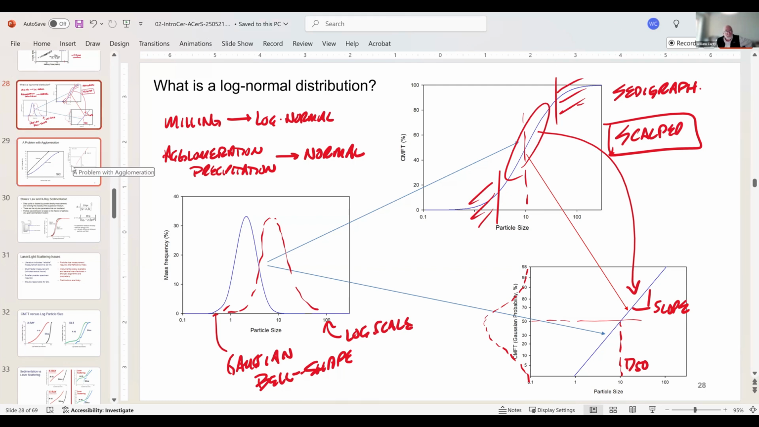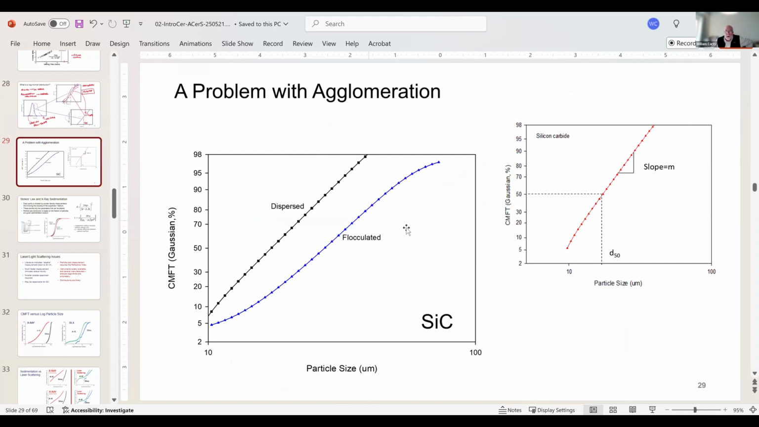So we've done a lot of work with this, and one thing is if I take, say, silicon carbide powder, fine grain silicon carbide powder, if it's flocculated, it tends to give me this curve. This is my Gaussian axis again. Okay, so this is the probability axis.